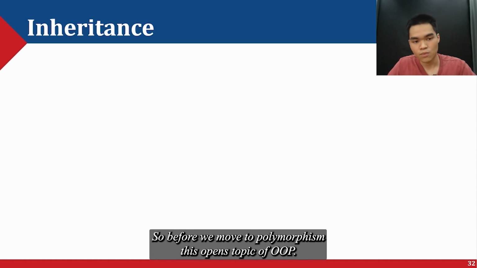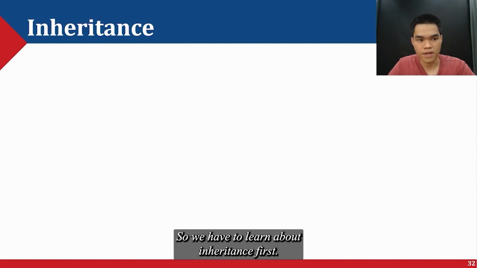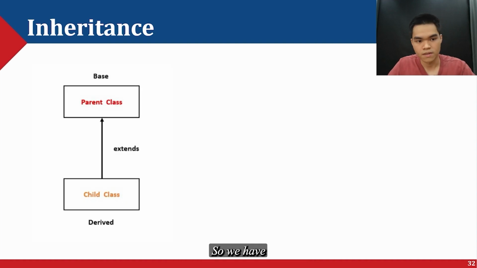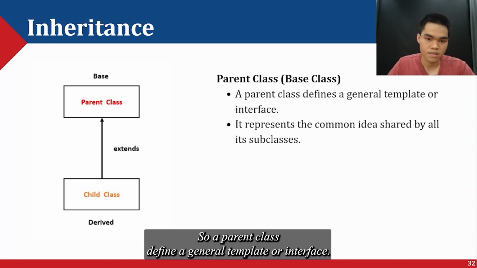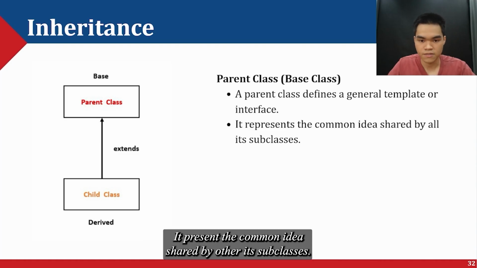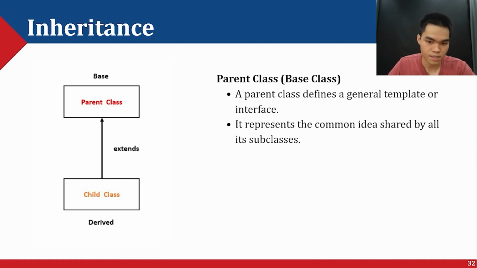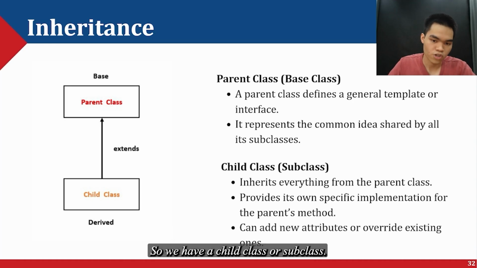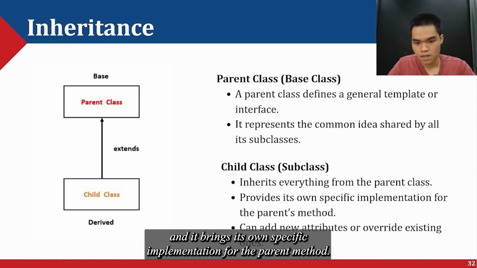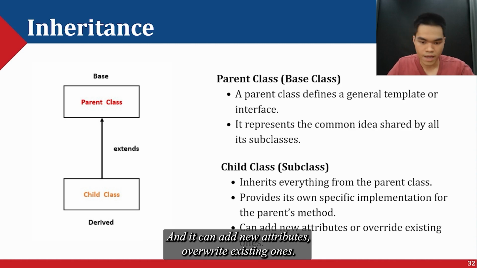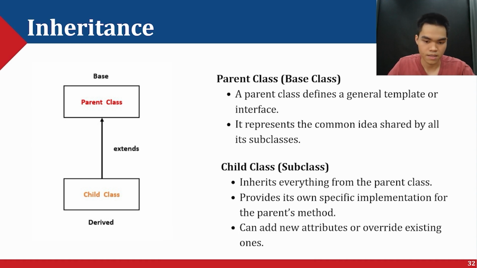Before we move to polymorphism, which is an advanced topic of OOP, we have to learn about inheritance first. We have a parent class here, also known as the base class. A parent class defines a general template or interface. It represents the common idea shared by all its subclasses. We have a child class here, or subclass. It inherits everything from the parent class, and it provides its own specific implementation for the parent's method, and it can add new attributes or override existing ones.